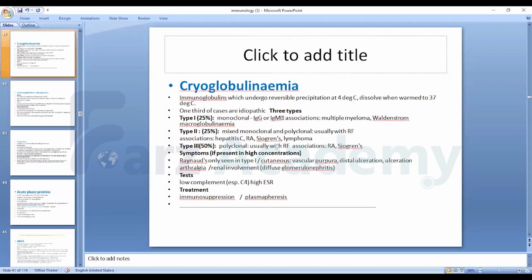So what test will you do? Low complement level, especially C4, and high ESR will be seen in cryoglobulinemia. Treatment is again immunosuppression and plasmapheresis. Most important to remember is type 1, and Raynaud's is seen in type 1.